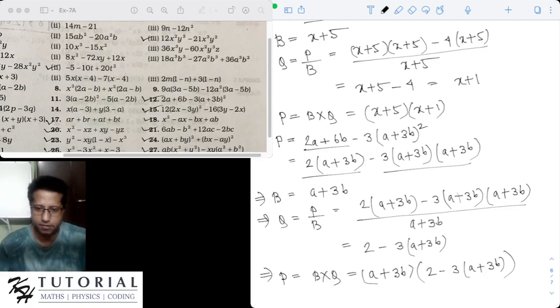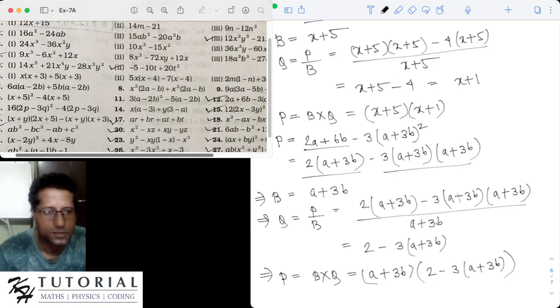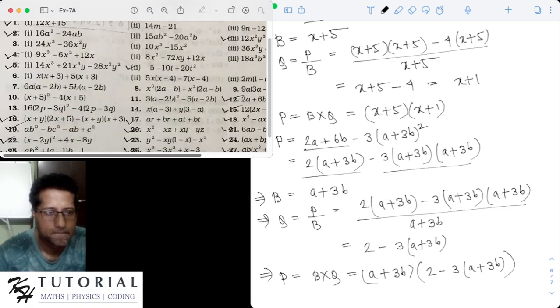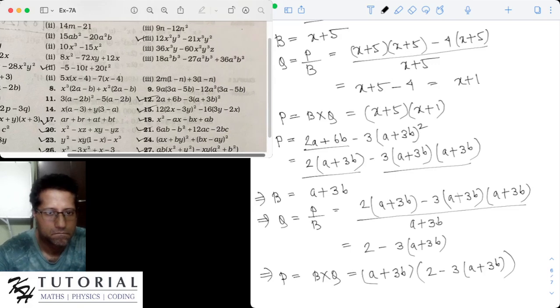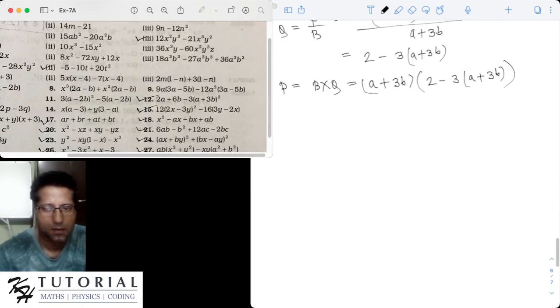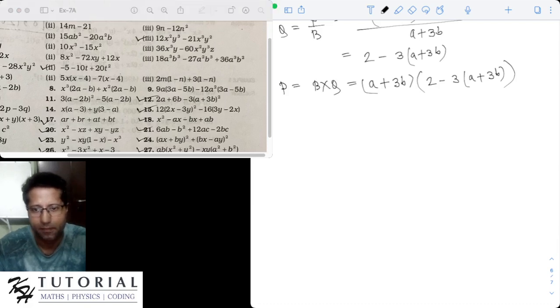So this is the factorization of the given polynomial. Okay. Let's do problem number 14.